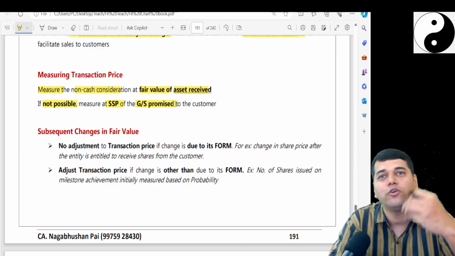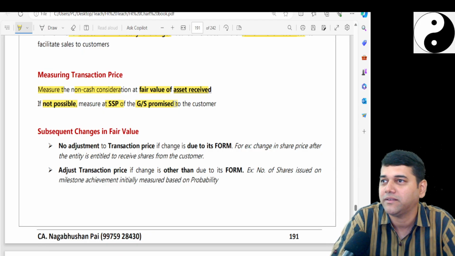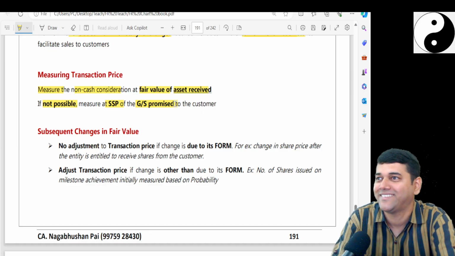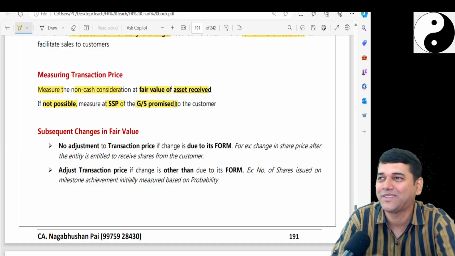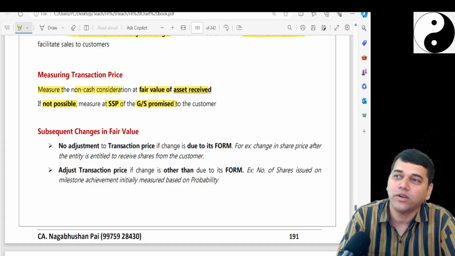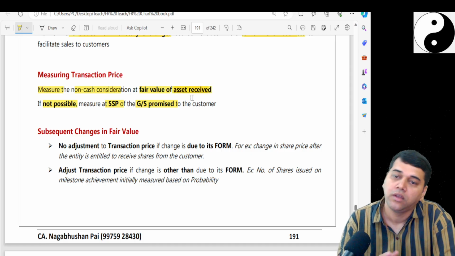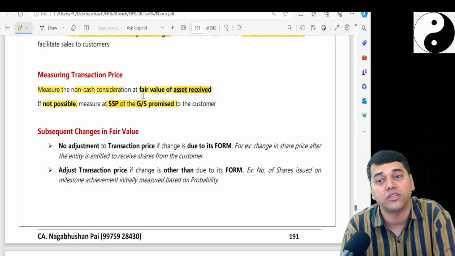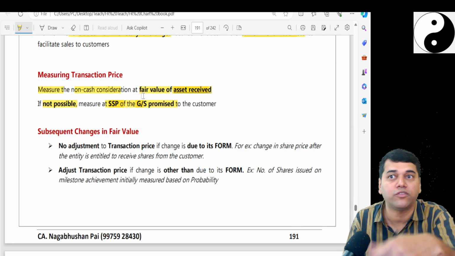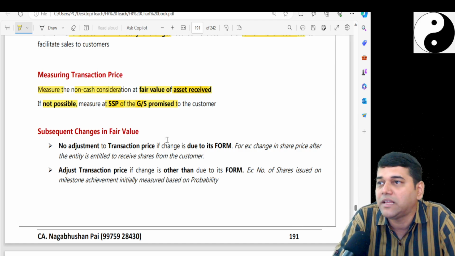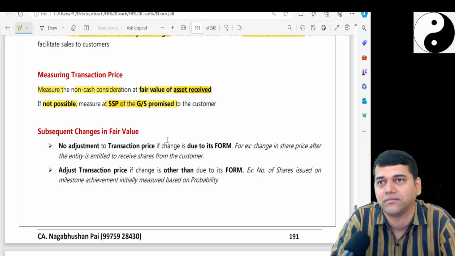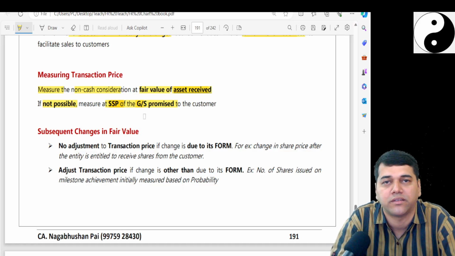Something like, you go and eat in the hotel, you don't have money, what will you do? They say, watch. Ideally, they keep this watch. That's a barter. Now, what is the value of the consideration? See, if you don't know the value of the asset received, then you have to value it based on the selling price, not the fair value of the asset given up. And what is the selling price of the asset? Fair value of the asset. SSP, standalone selling price.